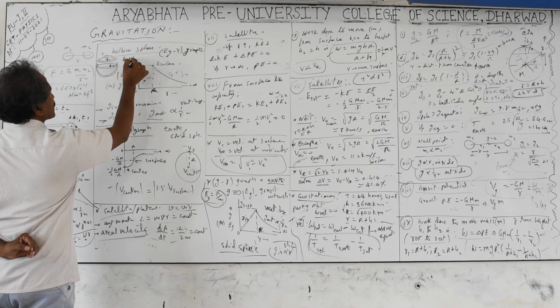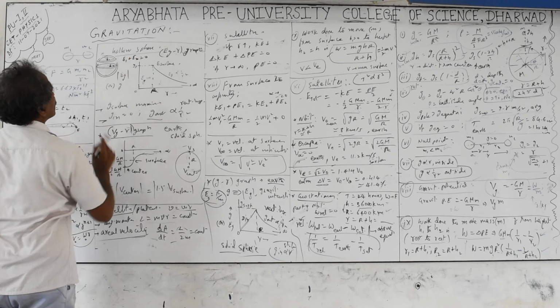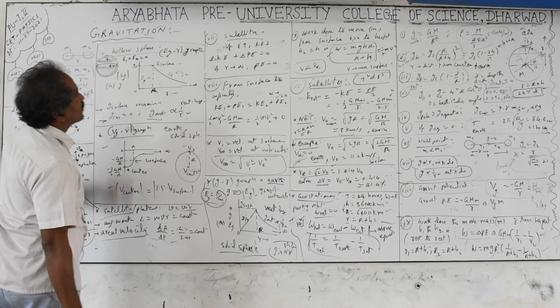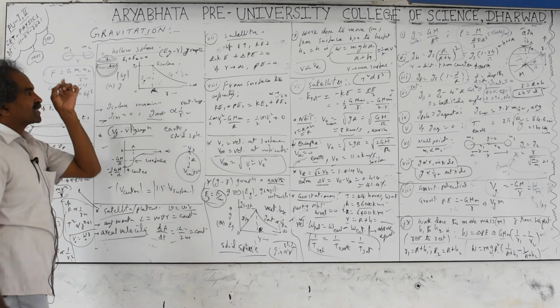Therefore, the sum E1 plus E2 is 0. If a plus is given, the other should be minus; if a minus is given, the other means plus. The sum of these two must be equal to 0. The same problem can be asked for the electric field also.